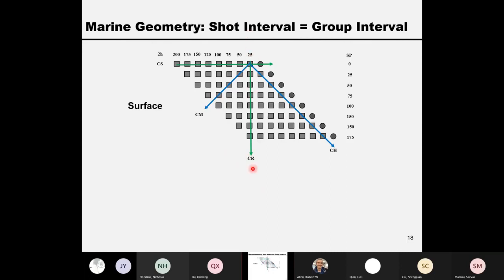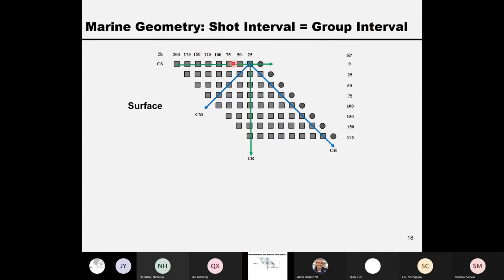Of course, this is called a common receiver gather, which really means common receiver position. That's called a common channel. Common channel means the same physical receiver equipment, the same hydrophone, right? In this case, I'm just talking about a source receiver distance of 25 meters, just for example, okay? One geometry parameter here is the source interval, from this source to the next source, which from here to here is equal to the group interval.